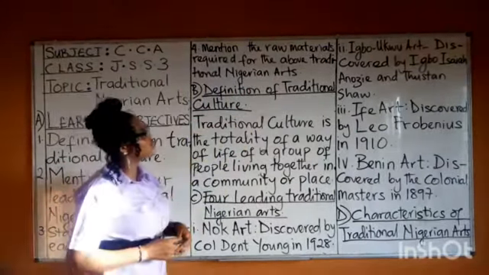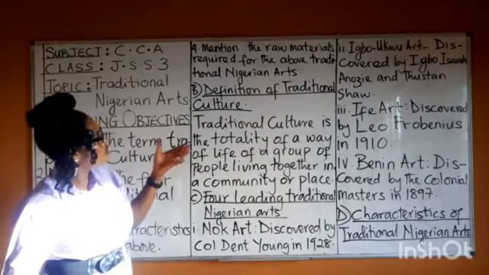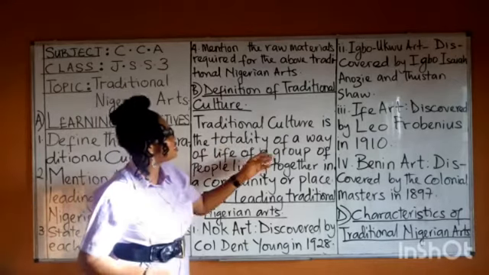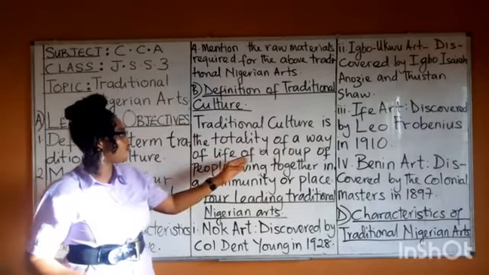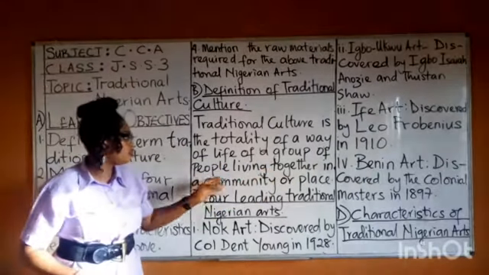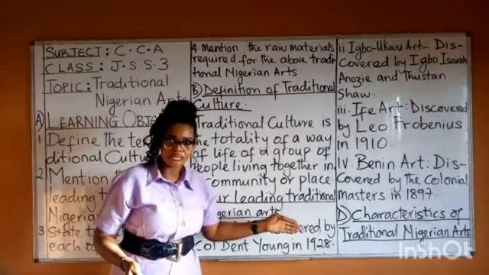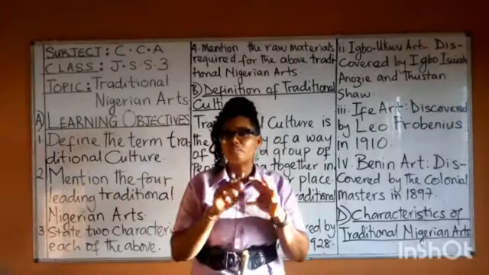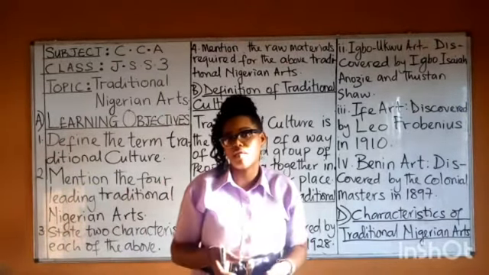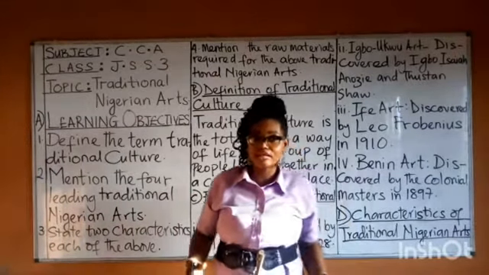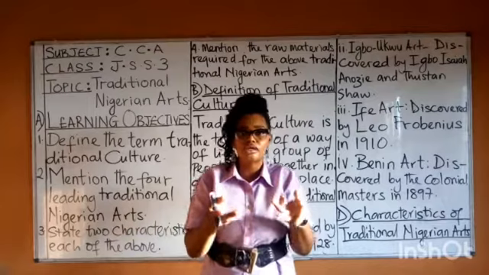Now let's quickly run through the definition of traditional culture. Traditional culture is the totality of a way of life of a group of people living together in a community or place. People living together in a community have a particular way of doing their things. The way they sing, the way they dance, their dressing, their food, the way they greet.